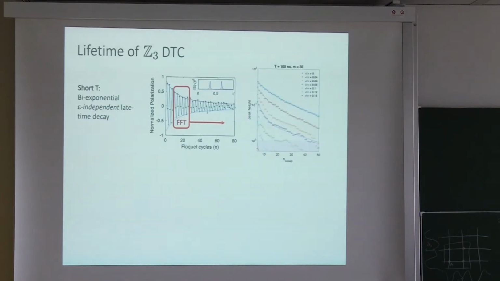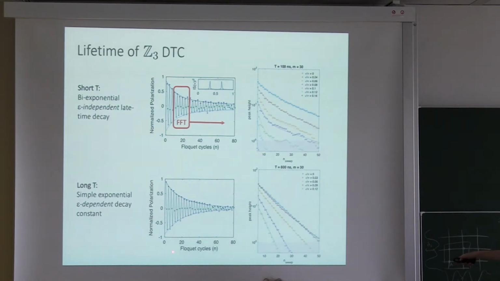Okay, so that's at short time. Now if we want to look at the long time dynamics, we again checked the lifetime of these signals. And what I initially showed you is that we get this bi-exponential decay, and we get this epsilon independent late-time decay. You see, these curves are all parallel to one another until you're outside of the phase. But when we go to very long interaction times, we see a peculiar change. If you look at the polarization decay, it very much resembles a simple exponential. You see simple exponential decay of your signal that is now epsilon dependent. That's perturbation dependent.